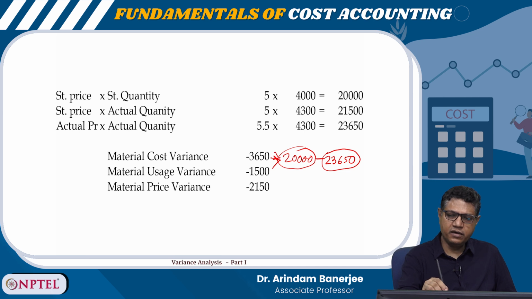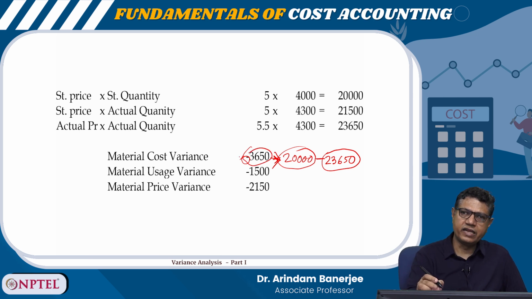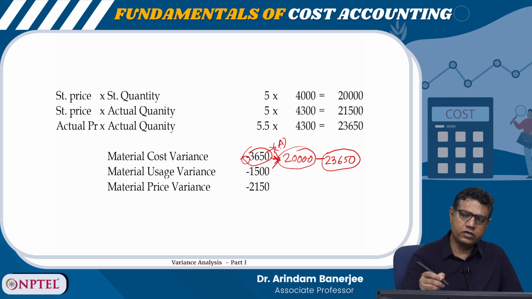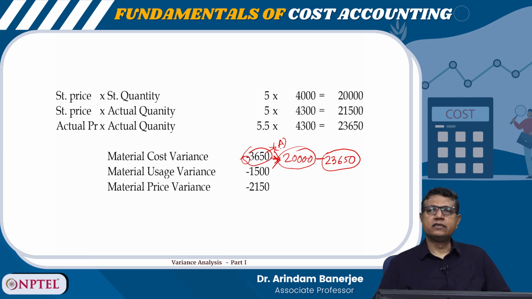So, you see this actual cost is greater than the standard cost. So, this material cost variance here is adverse. Adverse is denoted by the negative sign and the difference is how much? 3650. So, my material cost variance is 3650, I can say it is adverse, right. Now, this material cost variance can arise because of two reasons as we discussed earlier.